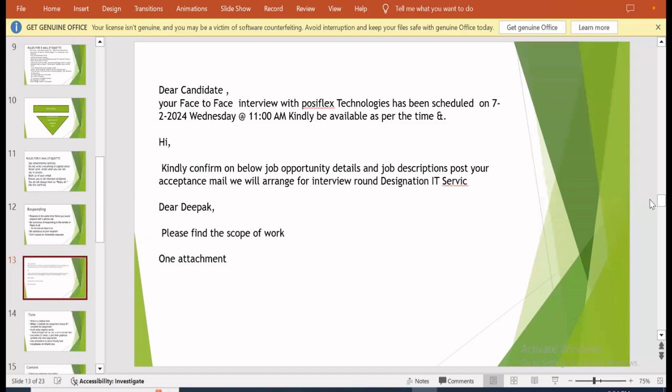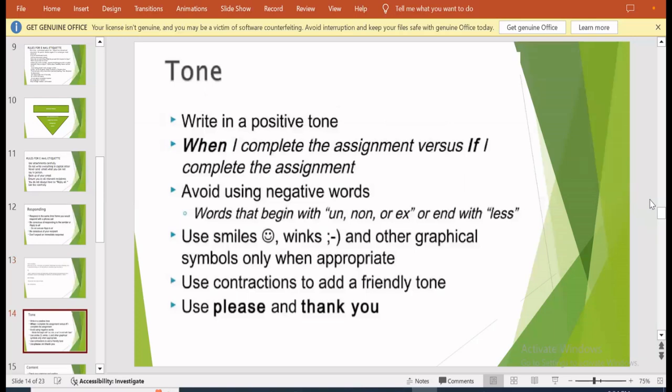So whenever you are writing, similarly, your tone should be positive. Your tone should be positive. That means you are writing a reply to the email of your customers.